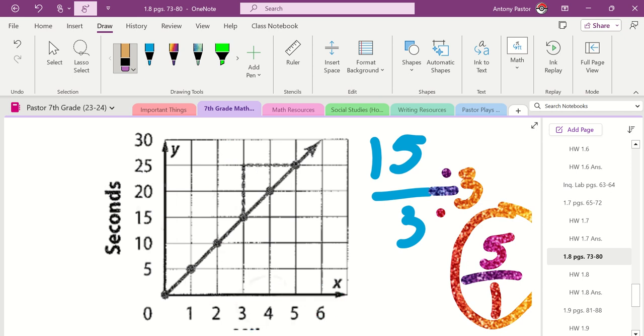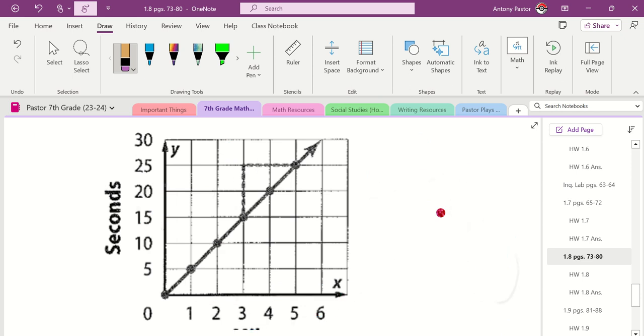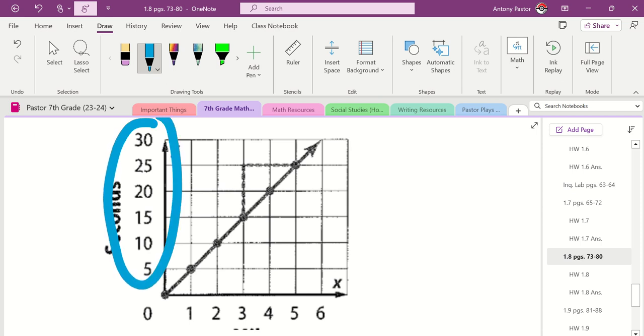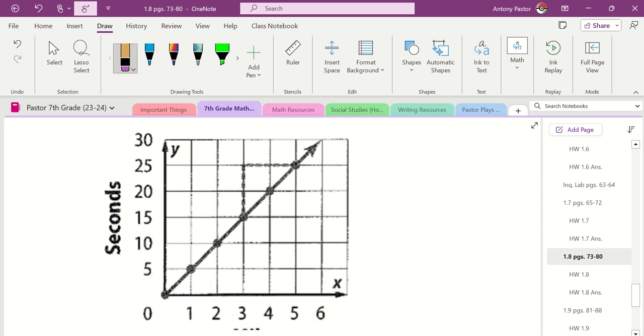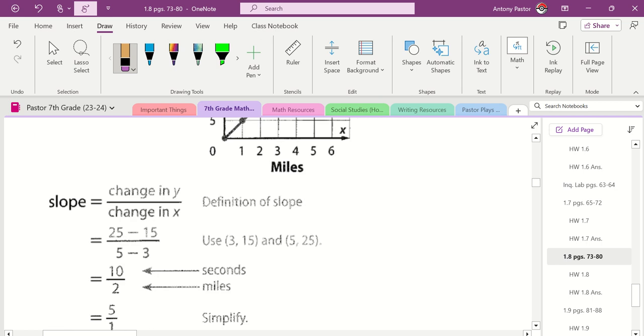So very important that you pay close attention to what the numbers on the graph are, because again, they may not always be labeled as 1. This side, the y side, goes up by 10, or by 5, I should say, each time, and over here, x is only going up by 1 each time. So very important that you pay attention to that and don't make the same mistake that I just made.